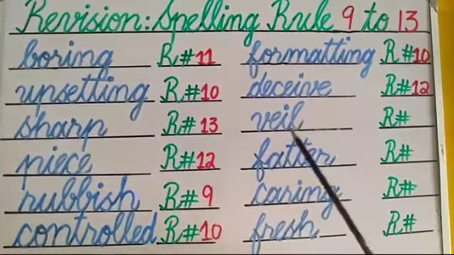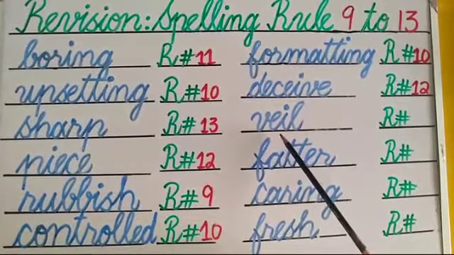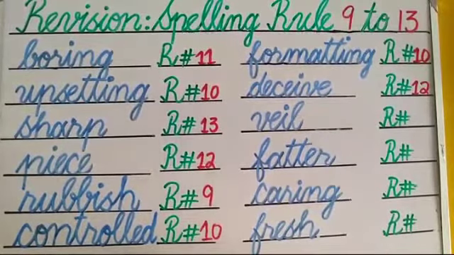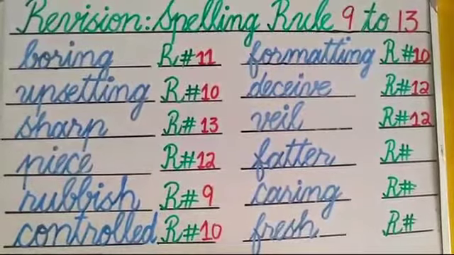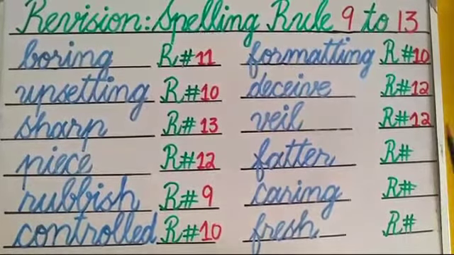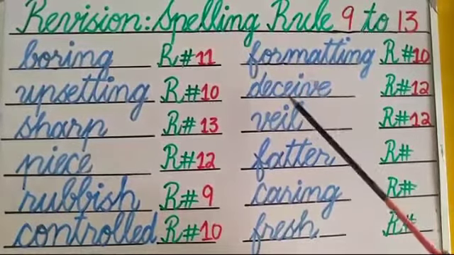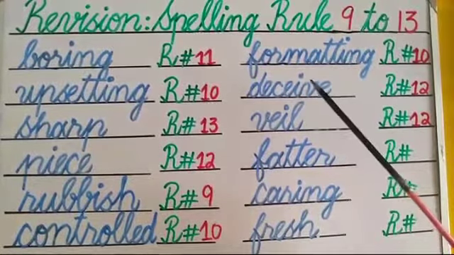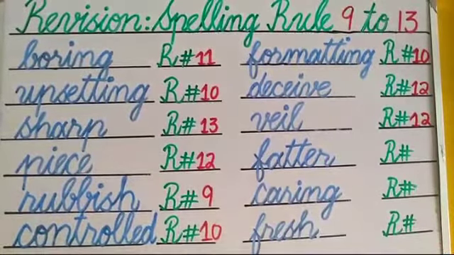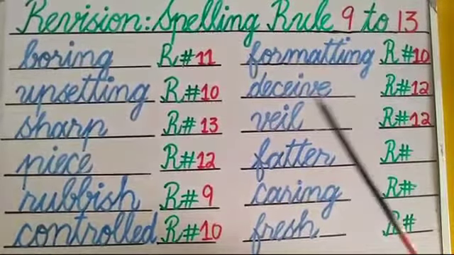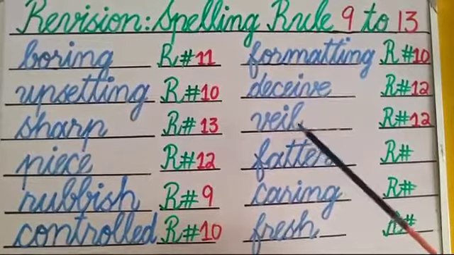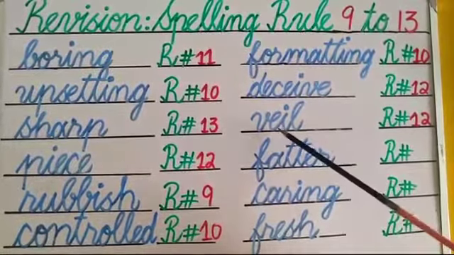Now look at the next one. Veil. Yes, so you have to guess. It's spelling rule 12 again. Here we have I before E say E, and E before I say A. So that is spelling rule 12.